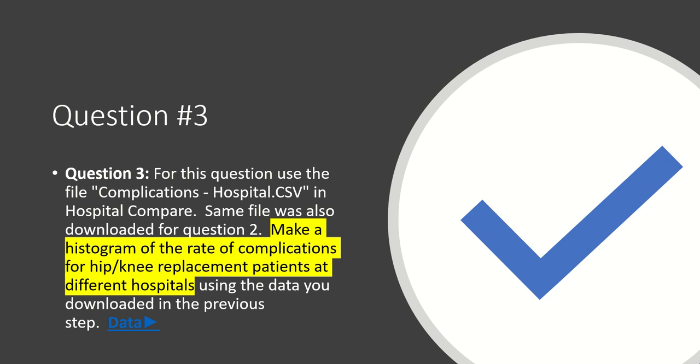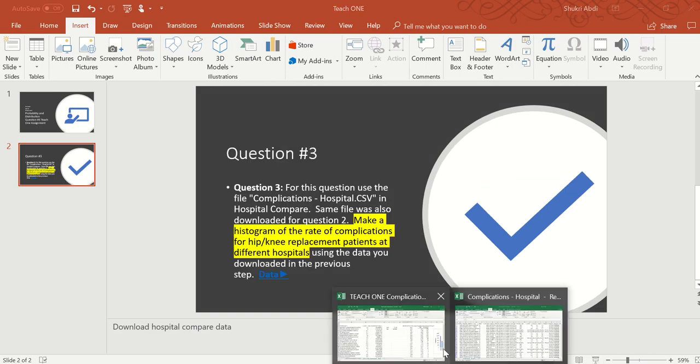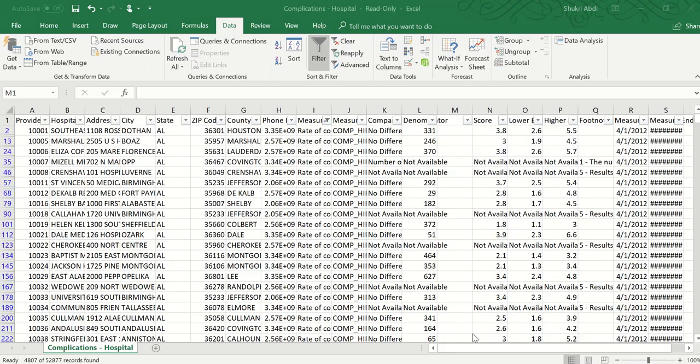Question number 3 asks that we make a histogram of the rate of complications for hip-knee replacement patients at different hospitals using data provided to us. So once you've downloaded that data, you should be seeing something like this.